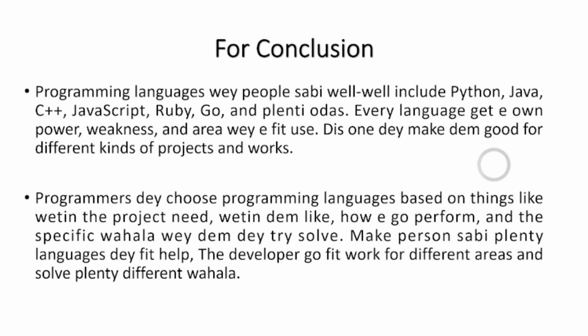Now for conclusion, programming languages wey people sabi well well include Python, JavaScript, C++, Ruby and Go and plenty others. Every language get im own power, weakness and area wey e fit use. This one dey make them good for different kind of project and works. Programmers dey choose programming languages based on things like wetin the project need, wetin dem like, how e go perform and the specific wahala wey dem dey try solve. Make person sabi plenty programming languages fit help, yes, e go help you. The developer go fit work for different areas and solve plenty different wahala.